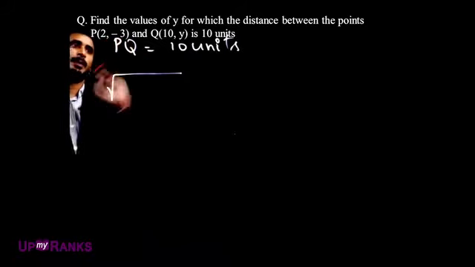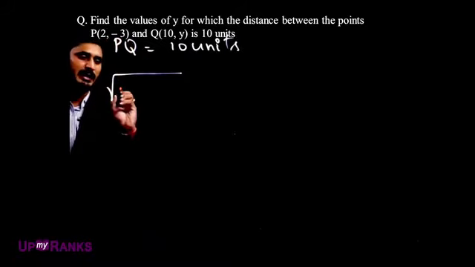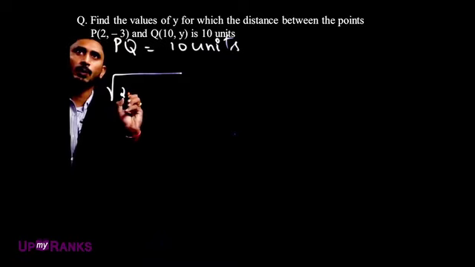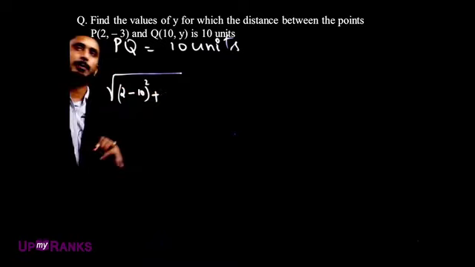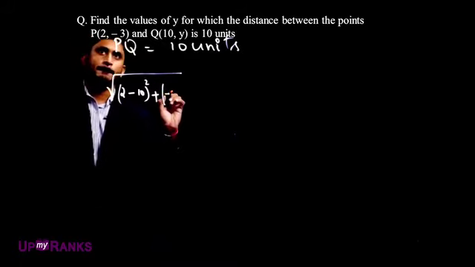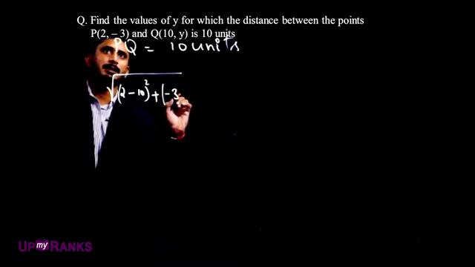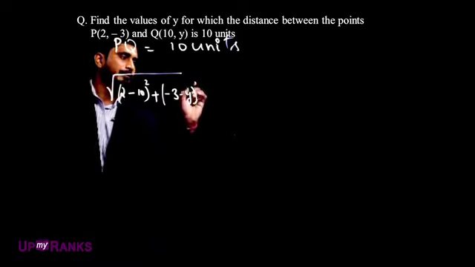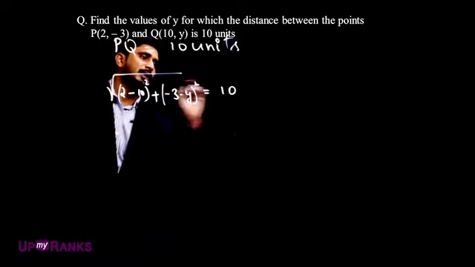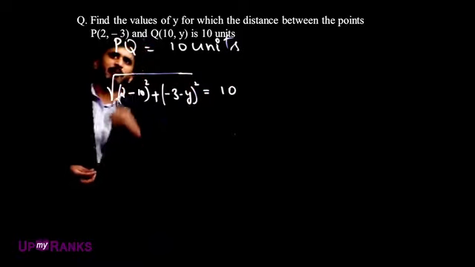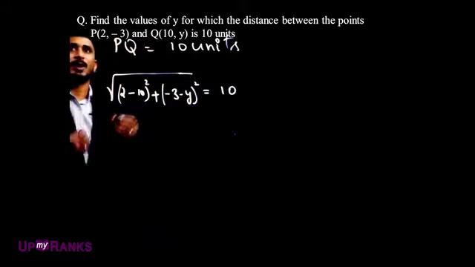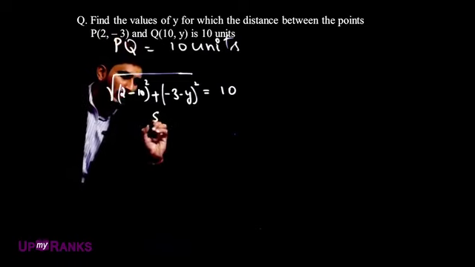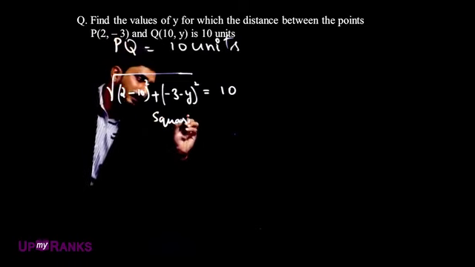So we have PQ. P is x1, which is 2, minus 10 whole square, plus minus 3 minus y whole square, which is equal to 10 units. So I have to remove the square root. What will we do now? We'll just square on both the sides.